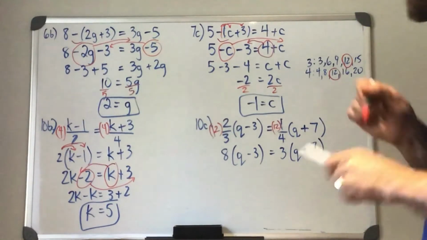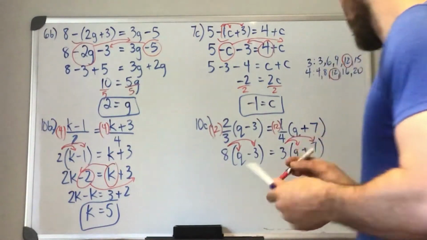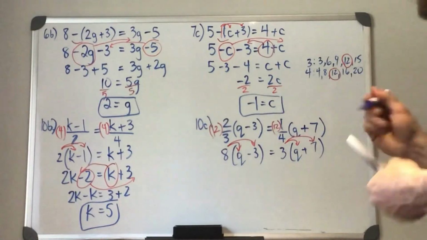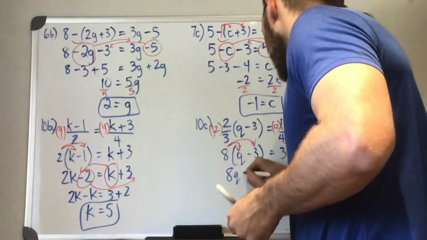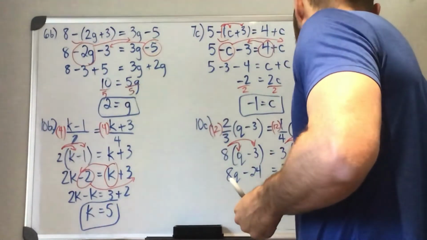So now if we distribute those numbers into the brackets, 8q minus 24 is equal to 3q plus 21.